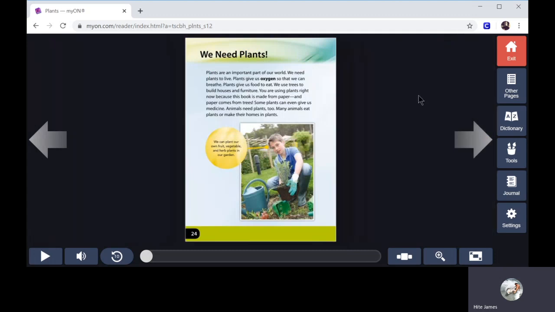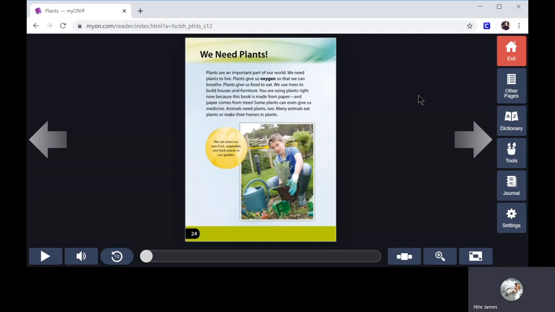Going to our last page. We need plants. Plants are an important part of the world. We need plants to live. Plants give us oxygen so that we can breathe. Plants give us food to eat. We use trees to build houses and furniture. You are using plants right now because of books. This book is made of paper. Well, not this one. This one's digital.